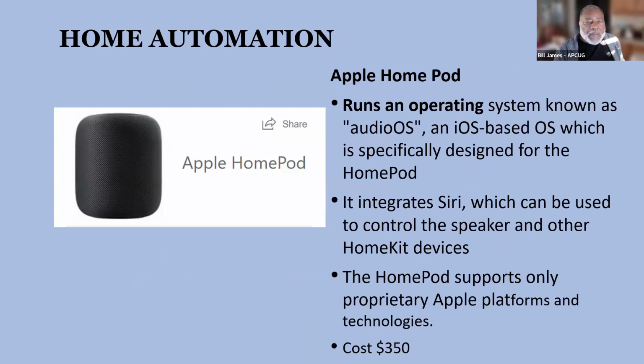Apple has been kind of slow getting up to the home automation arena. Theirs is proprietary. It's called the Apple HomePod, and it doesn't really play well with other devices. It's a standalone system that if you're in the Apple ecosystem, then HomePod probably will work well for you because it integrates Siri and it can be used to control speaker and other HomeKit devices.